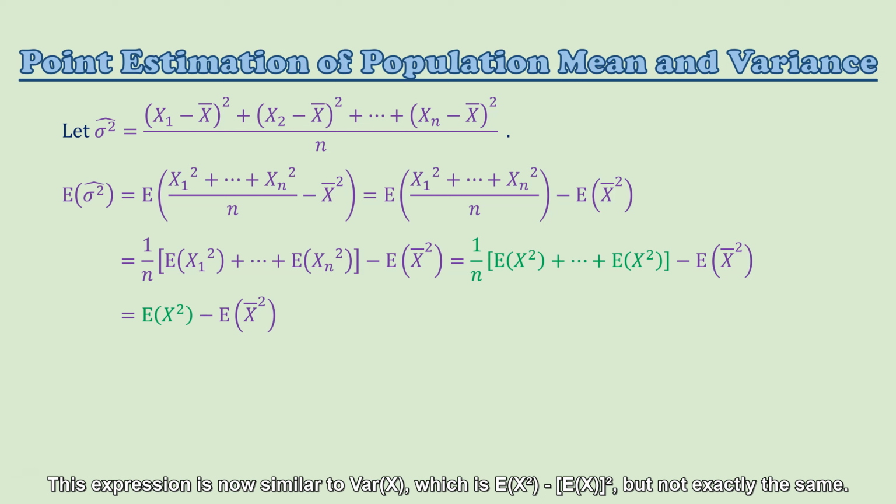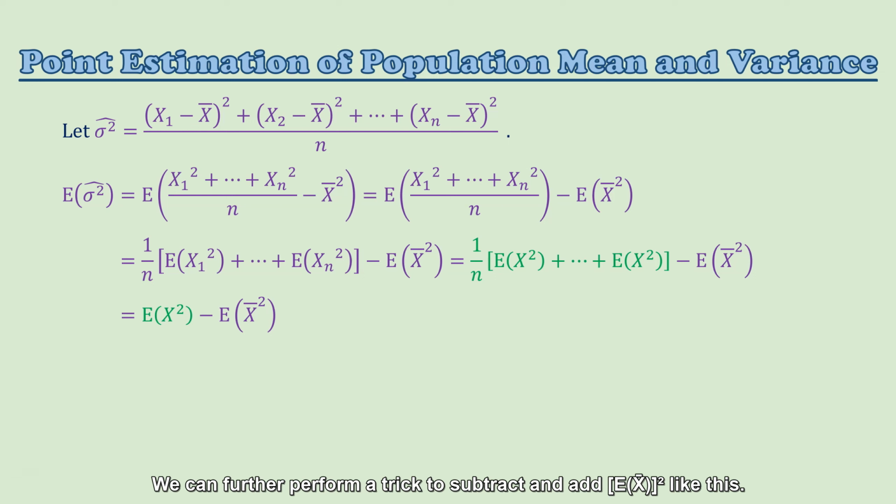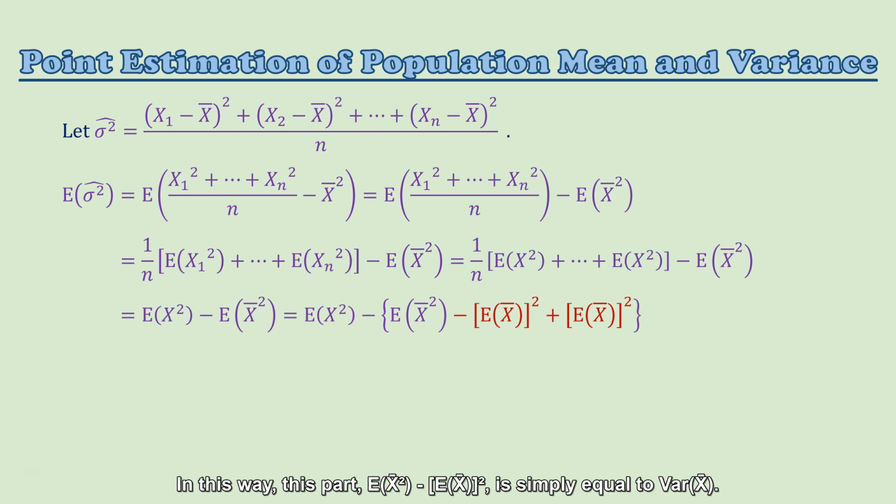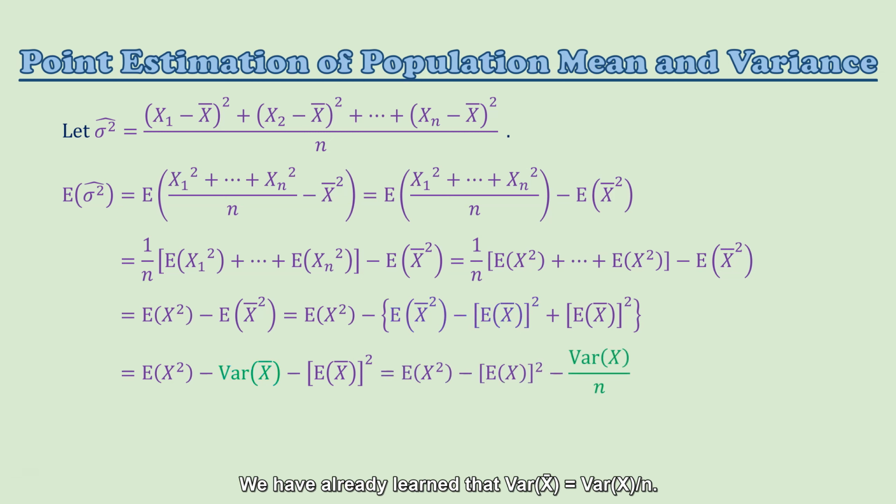This expression is now similar to the variance of x, which is the expectation of x squared minus the square of the expectation of x, but not exactly the same. We can further perform a trick to subtract and add the square of the expectation of x bar like this. In this way, this part, the expectation of x bar square minus the square of the expectation of x bar, is simply equal to the variance of x bar. We have already learned that the variance of x bar is equal to the variance of x over n. Furthermore, the square of the expectation of x bar can be simplified as the square of the expectation of x, because we have already learned that the expectation of x bar is equal to the expectation of x.